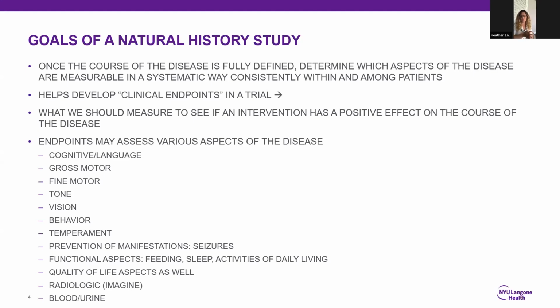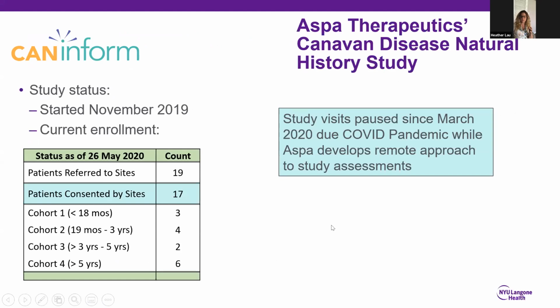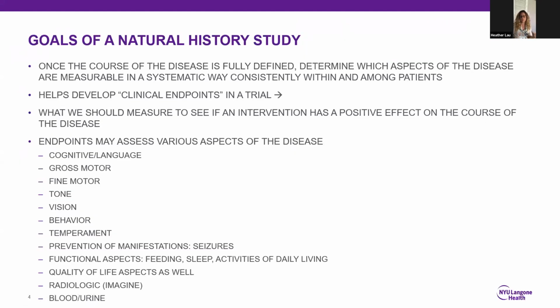In certain respects, behavior or the temperament of the child, irritability, could be another endpoint, maybe not a primary endpoint, but again, we want to look at the child holistically. Prevention of certain manifestations such as seizures, and see if we can alter that course. Functional aspects, including feeding and sleeping. Those are other aspects that, again, are very important in the life of a child. We can also look at quality of life aspects for the child and the family. And again, I mentioned radiologic and also blood and urine markers.